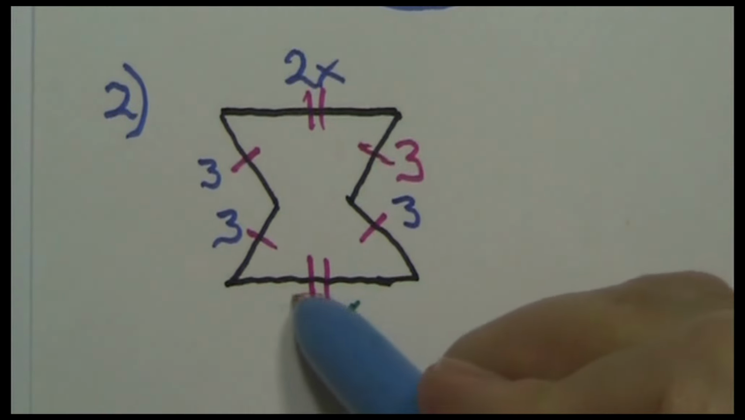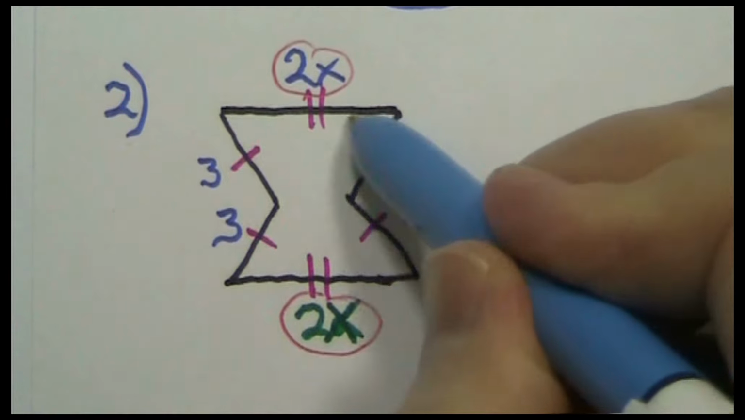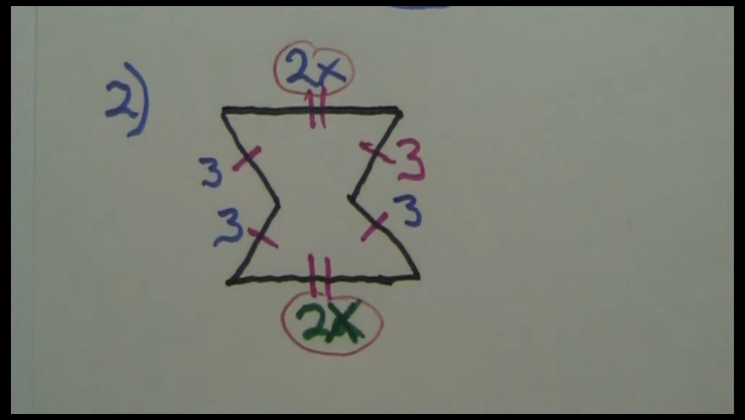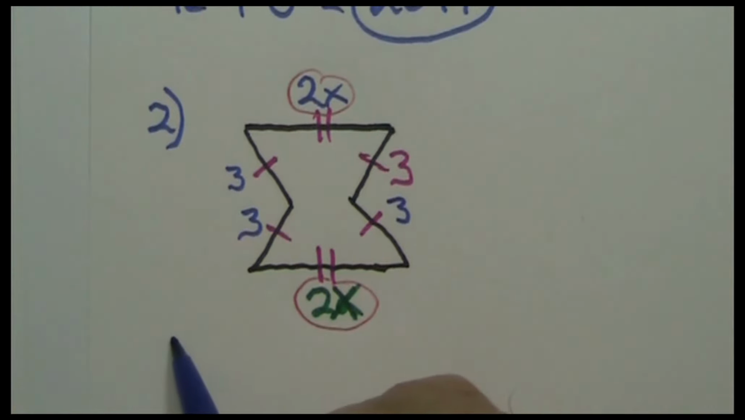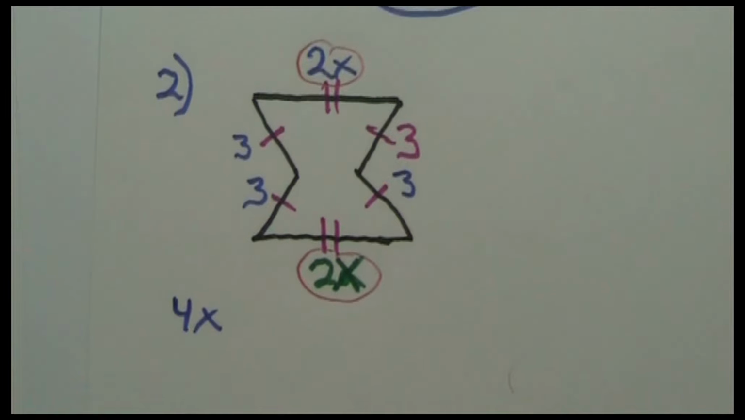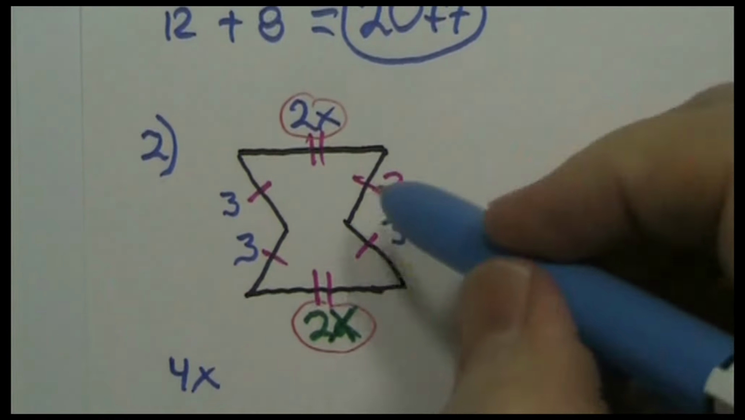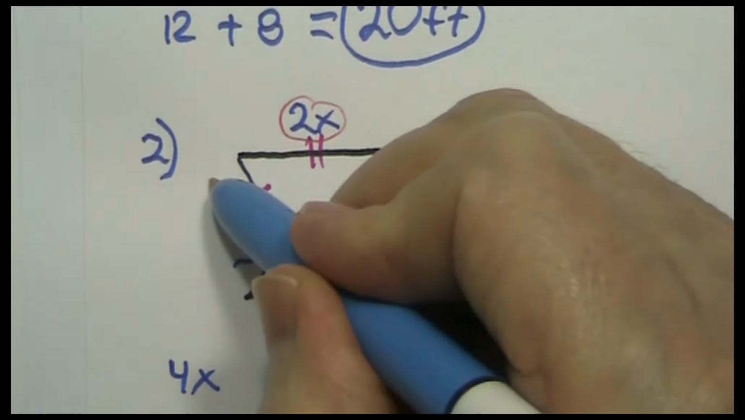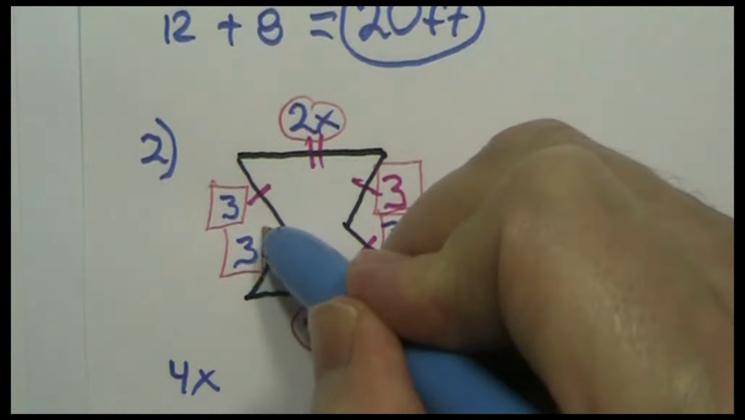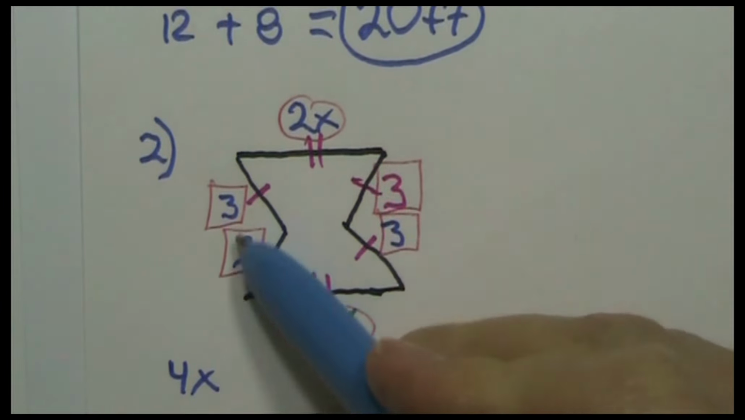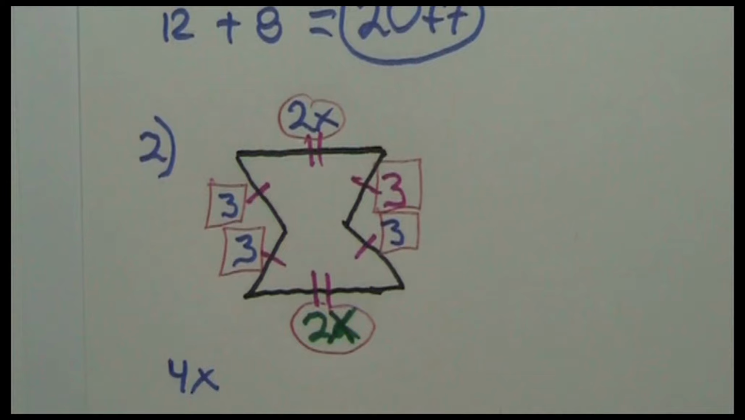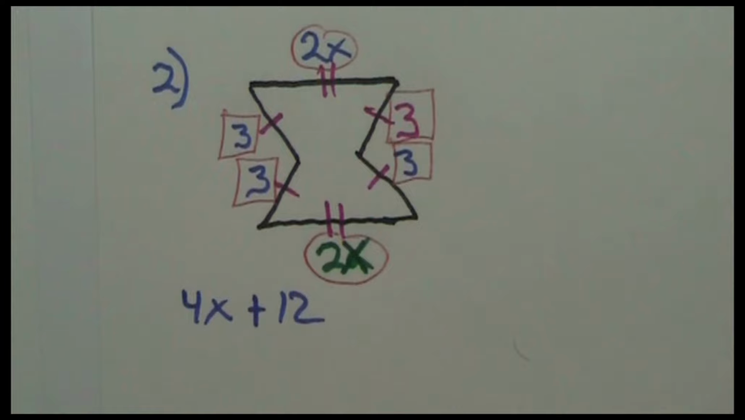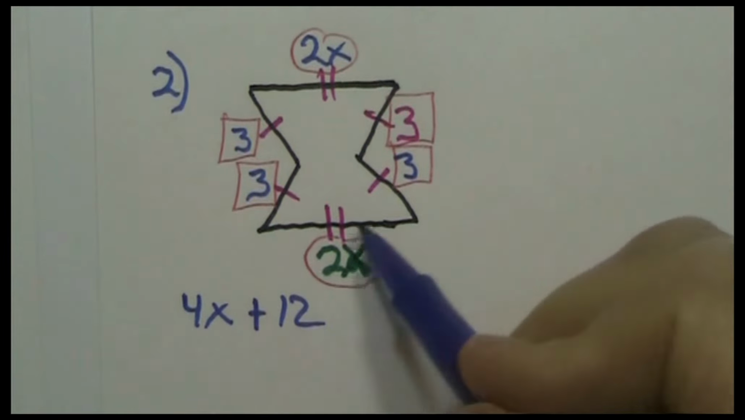So let's see, this side is 2x, and this is 2x. Remember, we want to find the perimeter, so we have to add them all together. 2x and 2x makes 4x. And then for the numbers, I have 3, 3, 6, 9, and 12. If I add those together, that's 3, 6, 9, 12. So that means that it is 4x plus 12. That's the expression of the perimeter going around here.